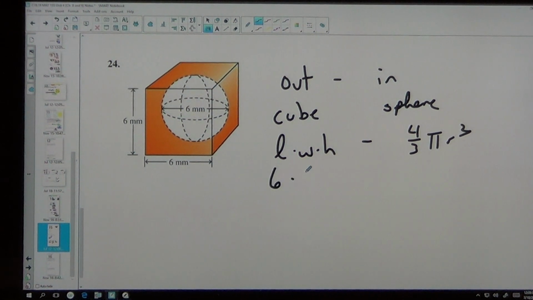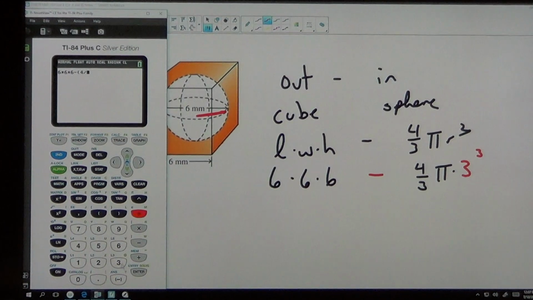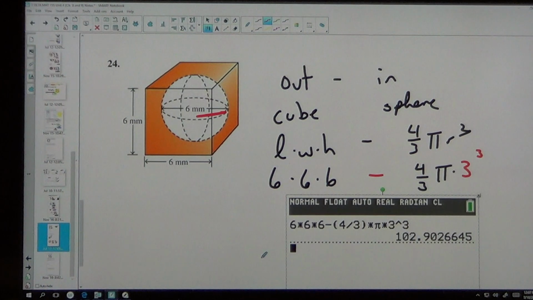Then I'm gonna do 4/3 times pi times, what is the radius of the ball? 3. I'm gonna type the whole thing in. I'm gonna do 6 times 6 times 6 minus 4/3 wrapped up times pi times 3 to the third. I'm just gonna type it all in at once, and then we can round it at the end.